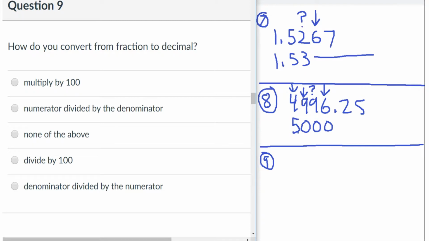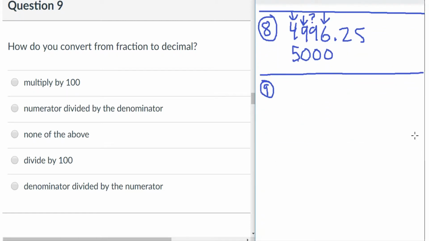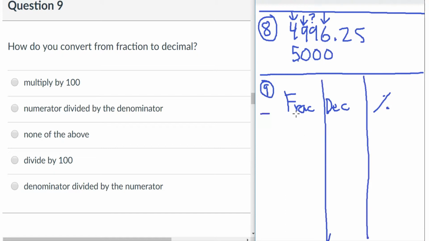Number 9, how do you convert from fractions to decimal? So anytime you have fraction, decimal, percentage, just make your column, fraction column, decimal column, and percentage column. And for us, we got to figure out where we're starting and where we're ending. So for number 9, going from fraction to decimal, you just take the top number divided by the bottom number. So numerator divided by the denominator.